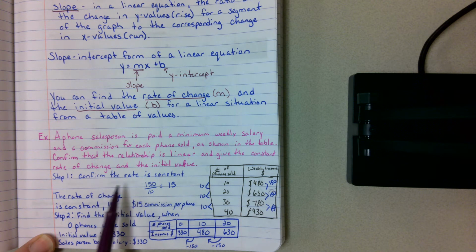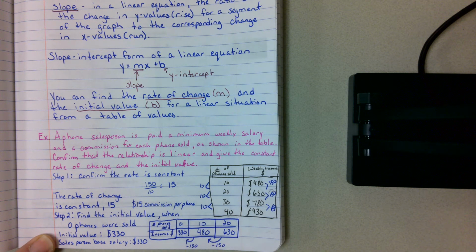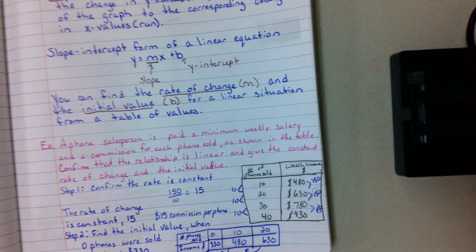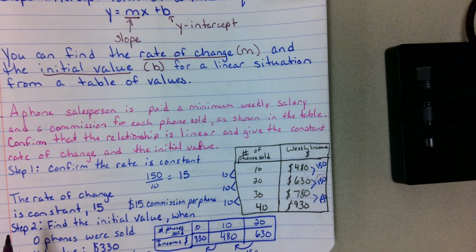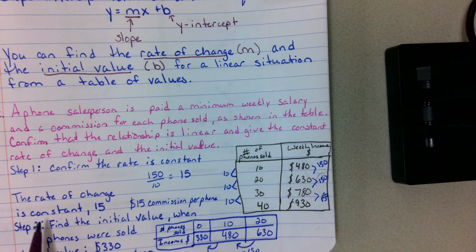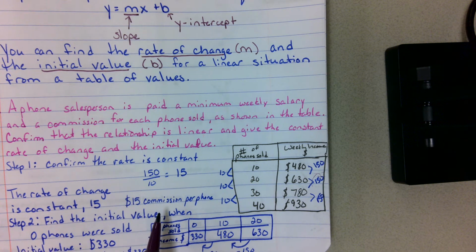So to find that constant rate of change, which we did have, I had to divide 150 by 10, and I have 15. Let's zoom in there a little bit. So it says the rate of change is constant, it's 15, which means he's getting $15 in commission per phone that he sells.